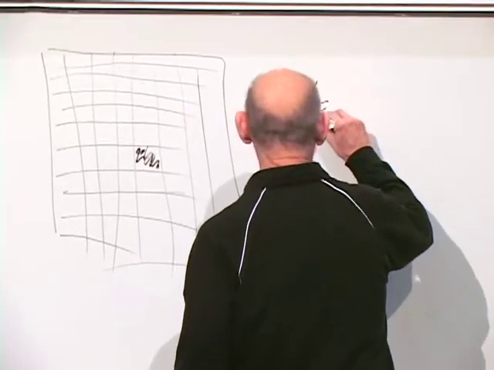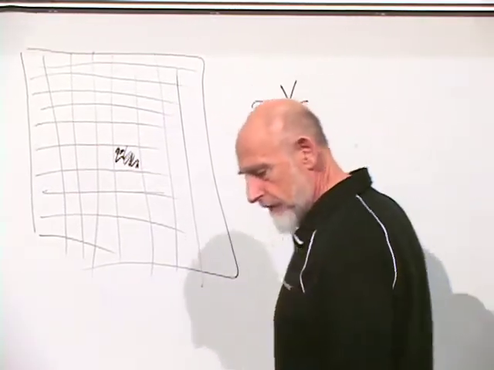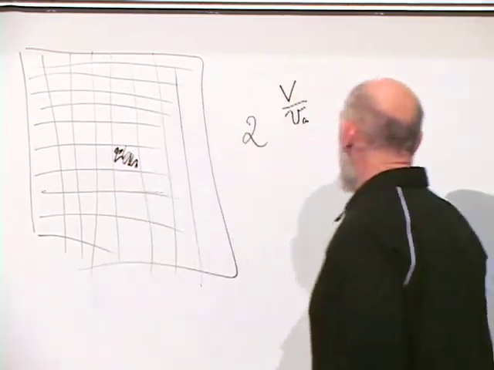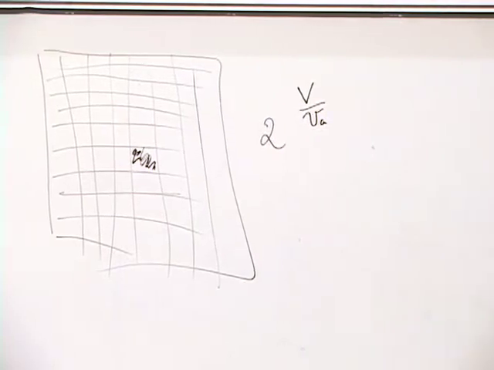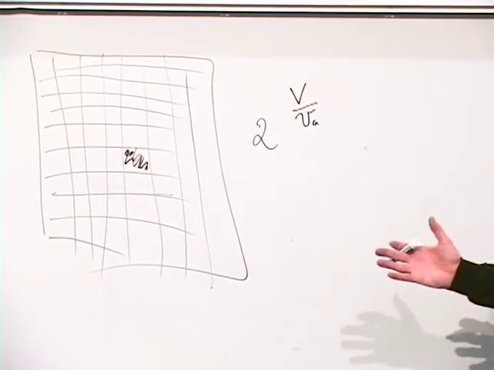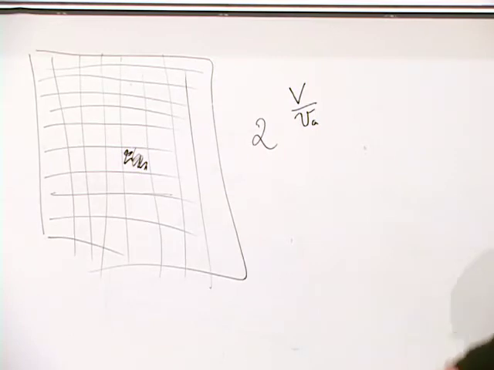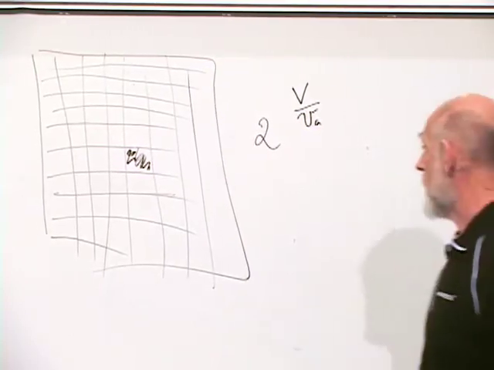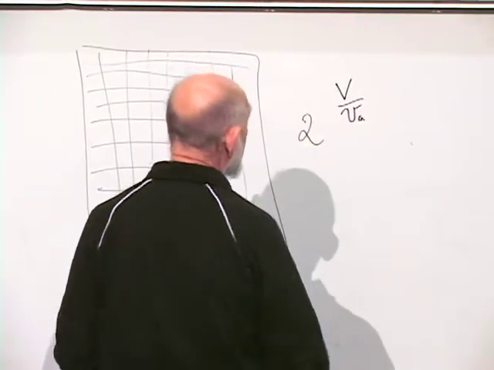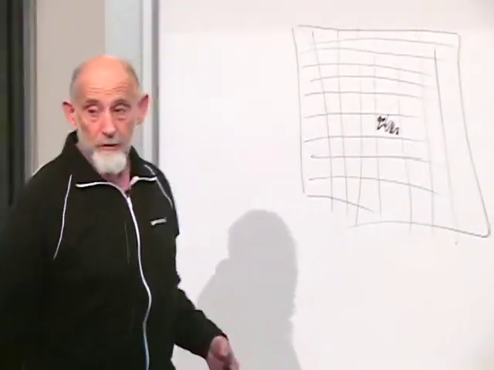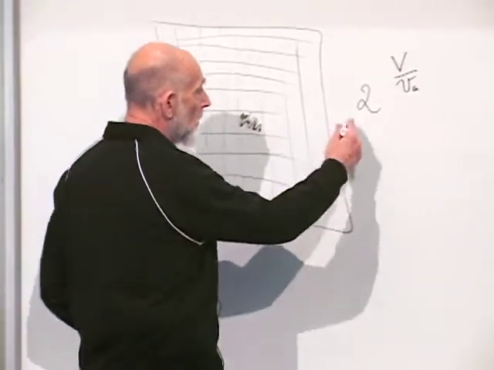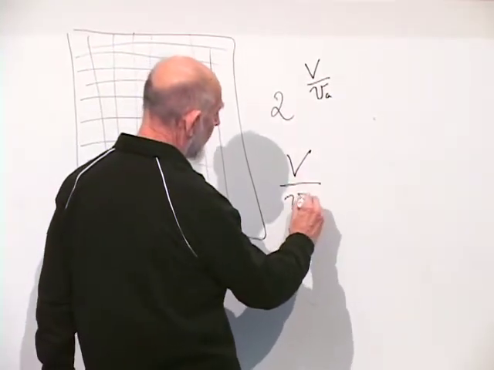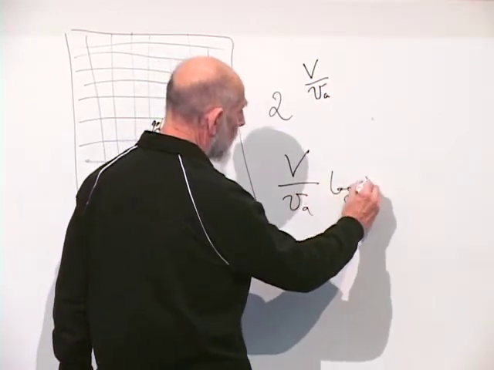And so we could put in the volume of an atom here: 2 to the volume over the volume of an atom. That's the number of different ways of populating this room with atoms. And the entropy is just the logarithm of this, the natural logarithm being the usual definition. So the logarithm of this thing here is V divided by V_A, times the logarithm of 2.